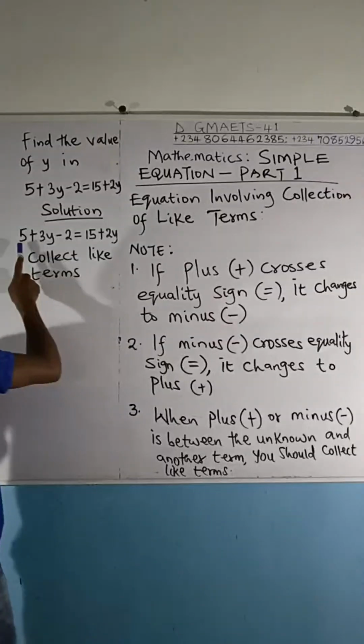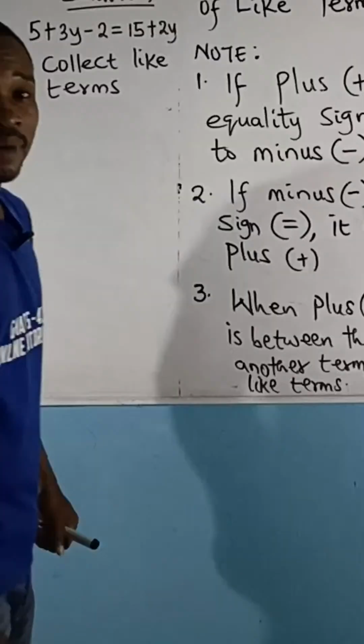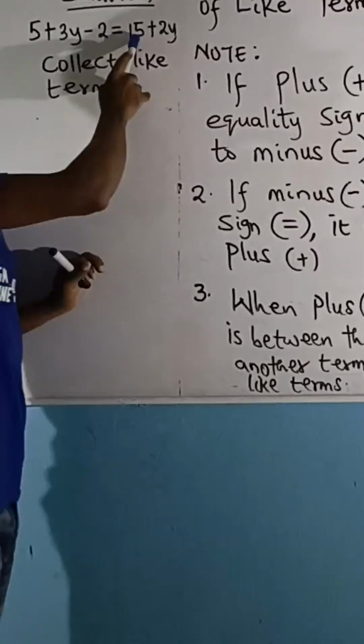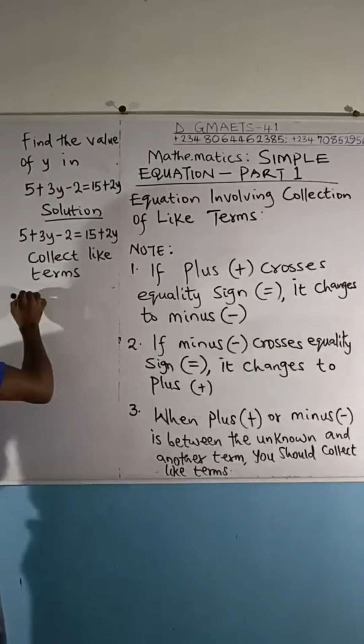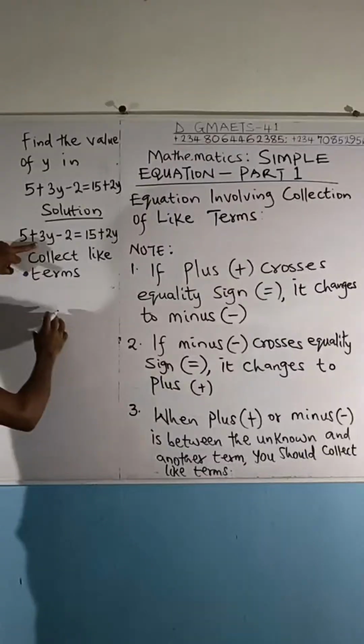Then, look at this number 5 and look at this one, minus 2. They are pure numbers. They are like terms. Move them to the right to meet this 15, because this 15 is also a pure number. This will give us, on the left-hand side, this is positive 3 plus 3.